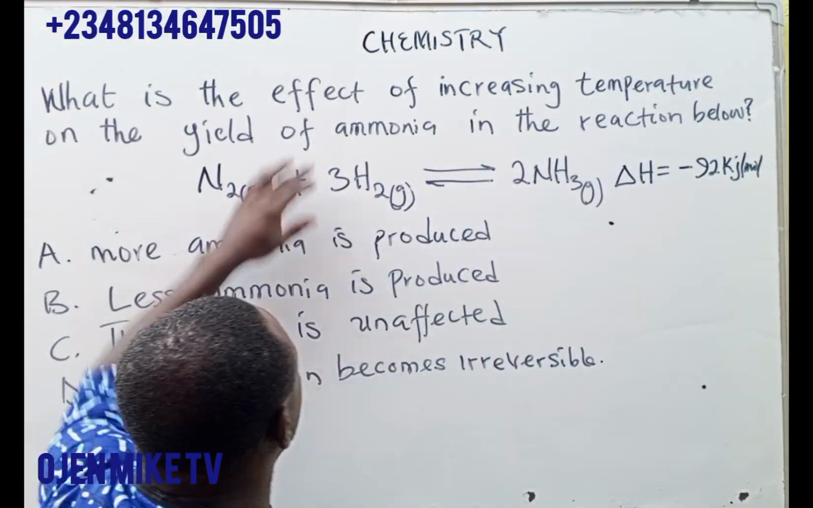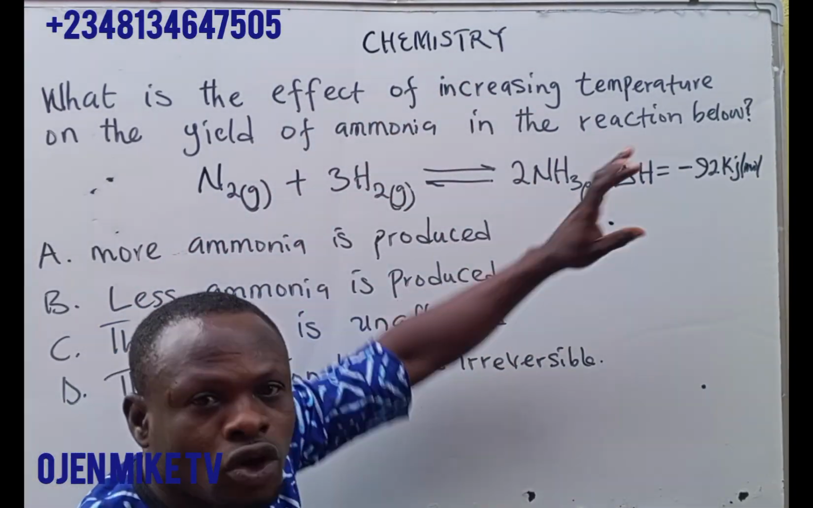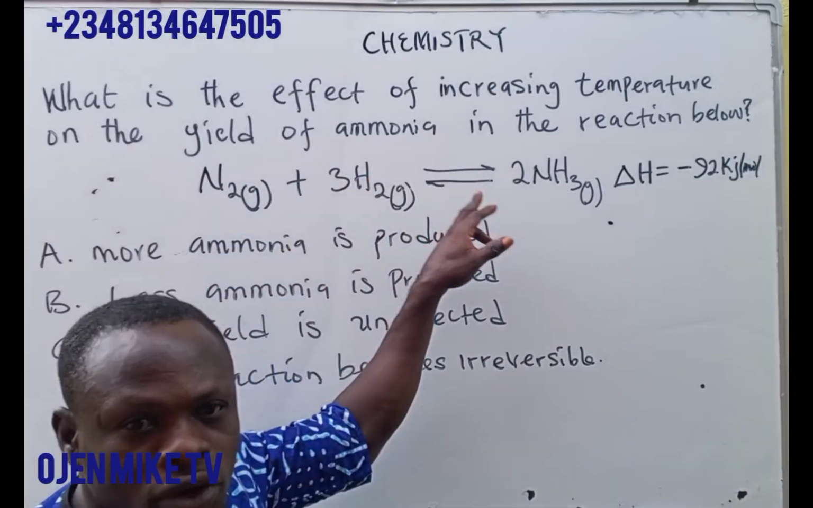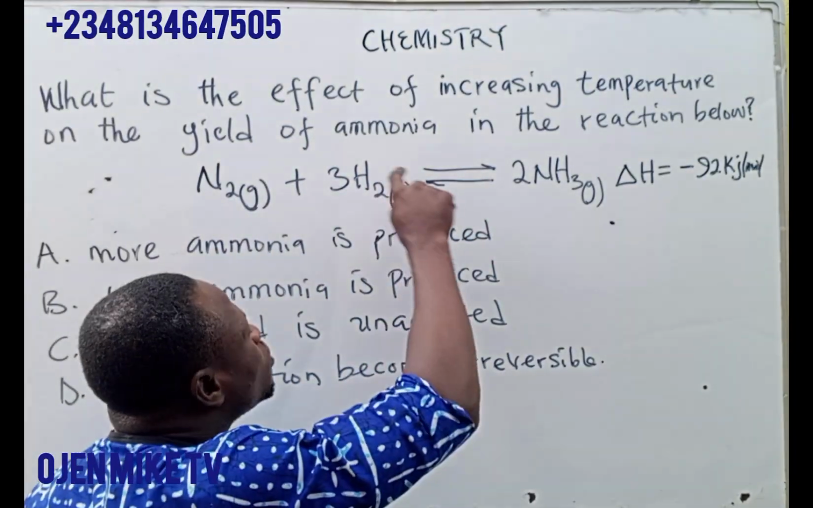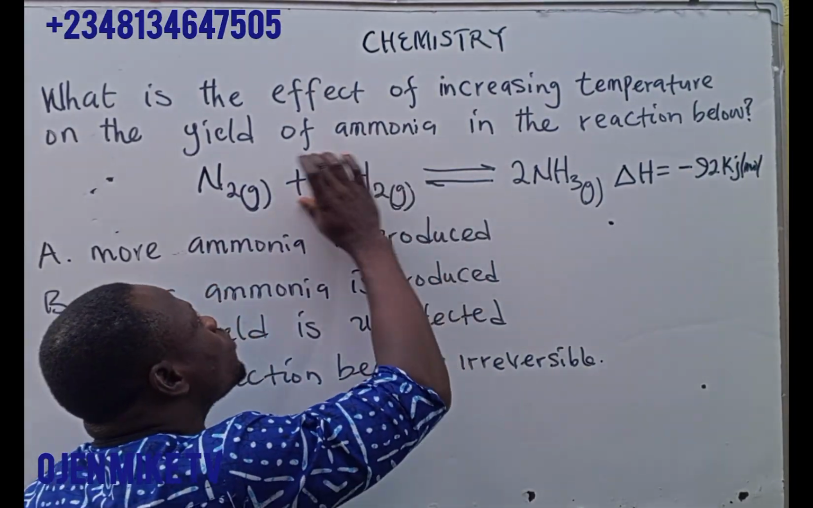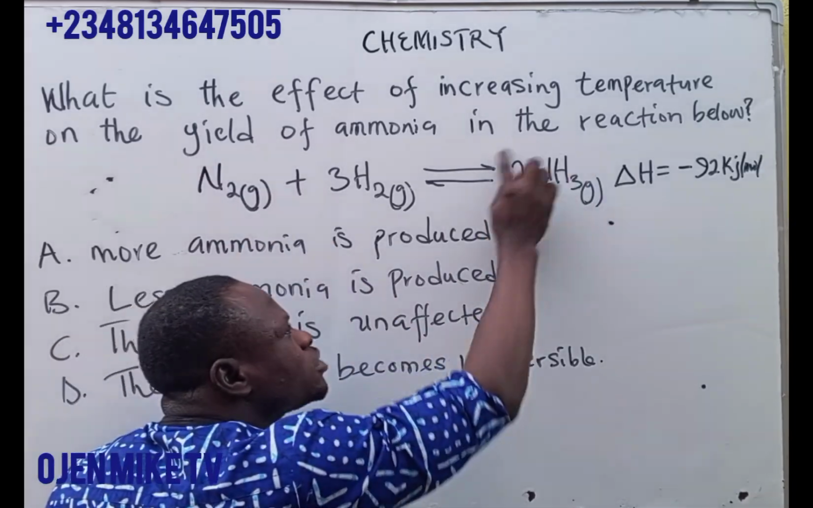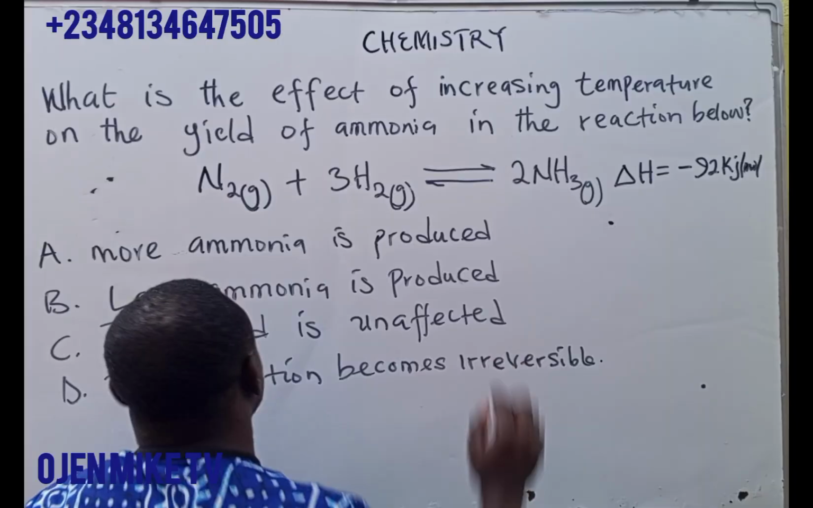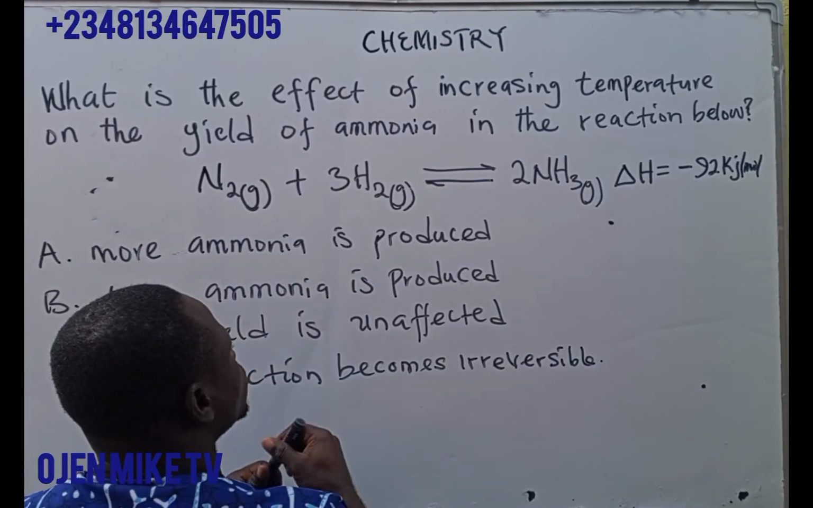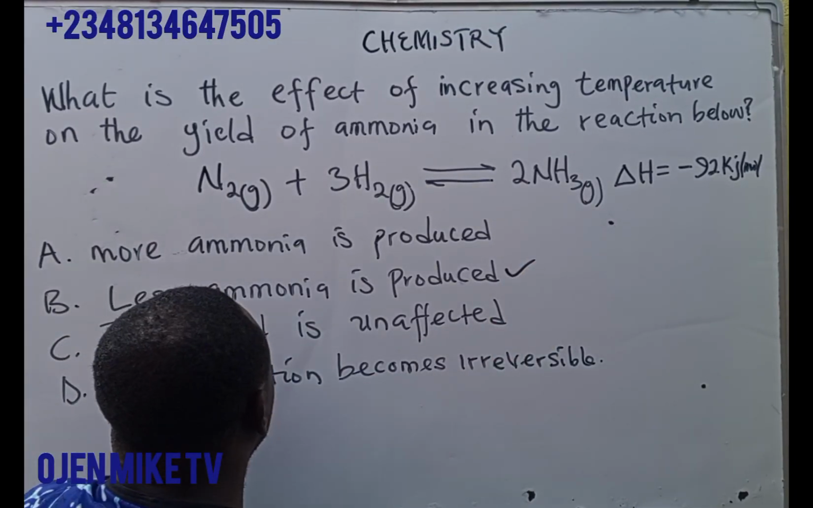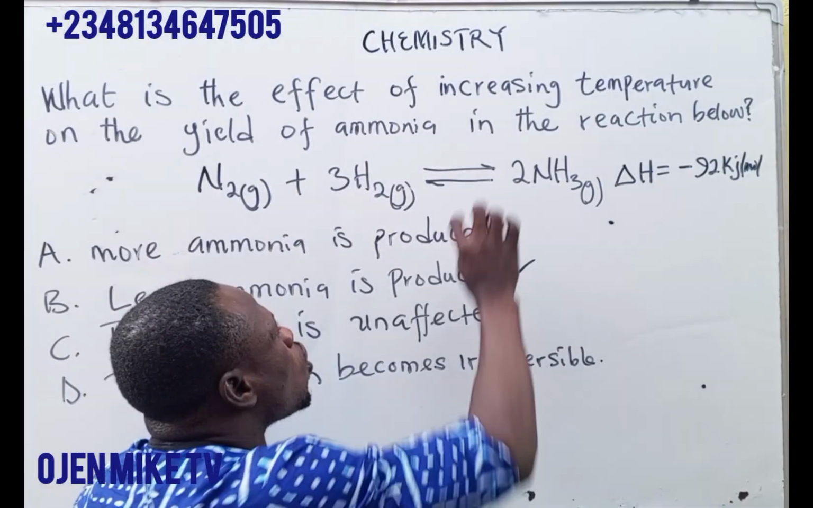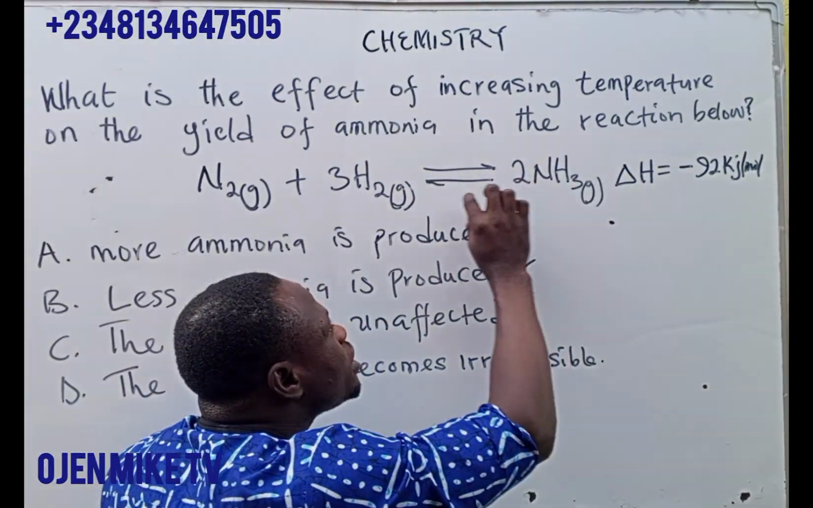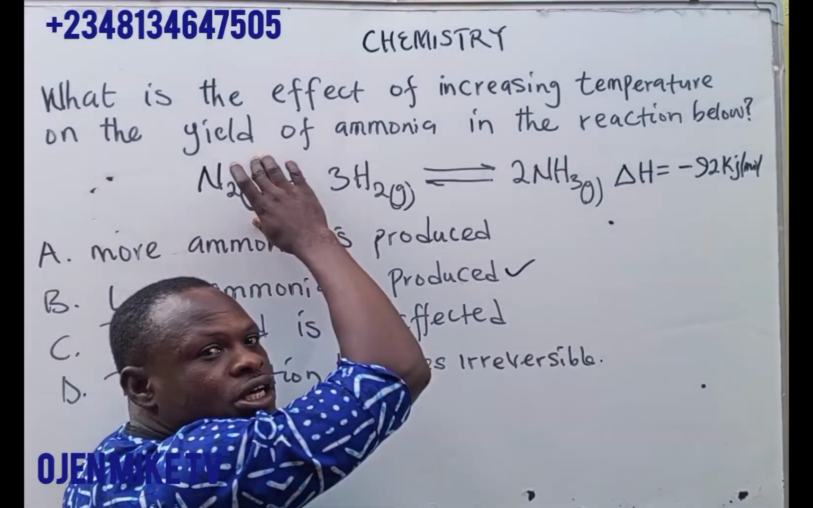So in this case now, we are asked that if you increase temperature, what will happen? Look at this, it is the Haber process of ammonia production. So if you increase temperature, the reaction will favor this side. It means that there will be less production of ammonia. So the correct option is Option B. There will be less production of ammonia, because the forward reaction leads to the production of ammonia. The backward reaction leads to the reactants.